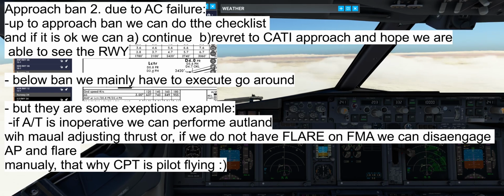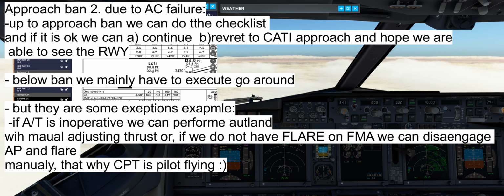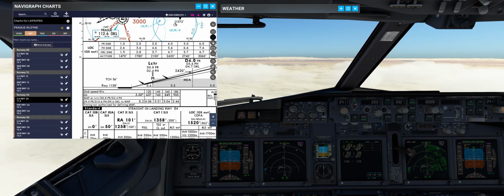For example, no matter where the approach ban is, if I suddenly have auto throttle inoperative, I can easily perform the category 3A approach auto land, but I will need to adjust the speed with the auto thrust manually.